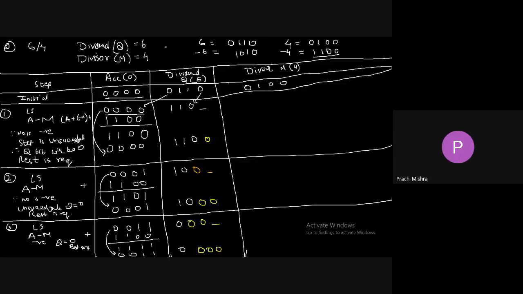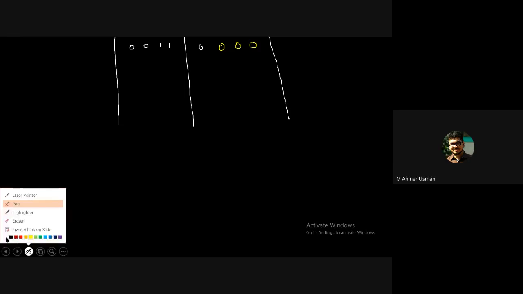What do we have in the quotient? 4 zeros. Okay, so 0 and 3 in color, right? So we have 0, 0, 0. Okay.